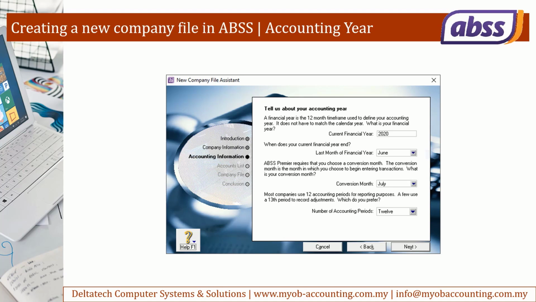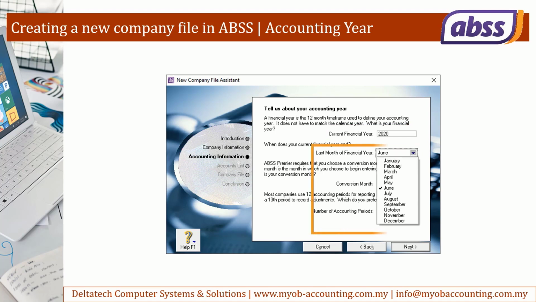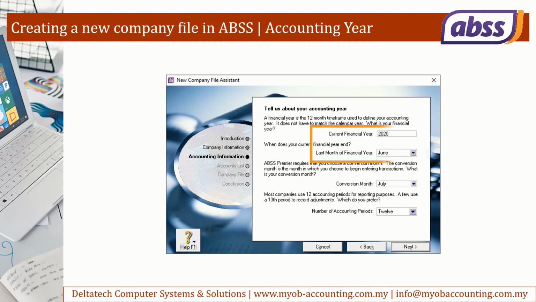In the following screen, you will need to provide your company's accounting year information. Key in your current financial year. Next, select the last month of your financial year. Following the example we gave earlier, if your current financial year is the 30th of June 2020, then key in 2020 in the first field, and select June from the list of months.